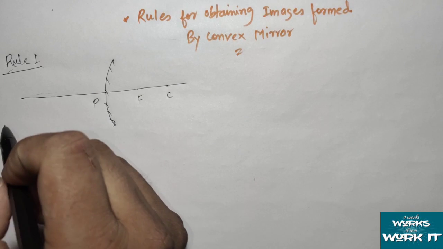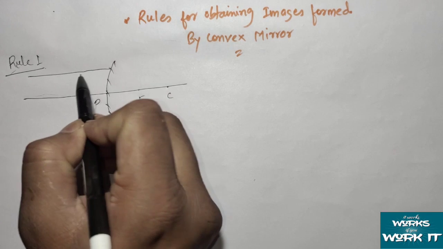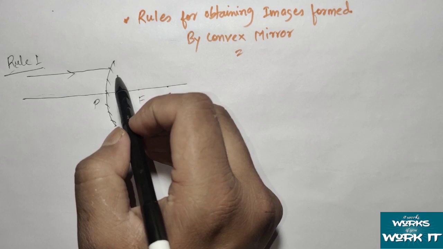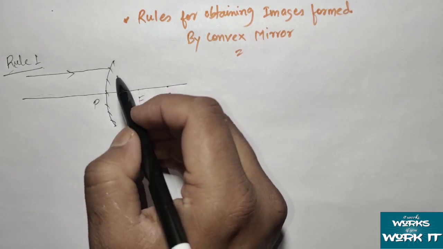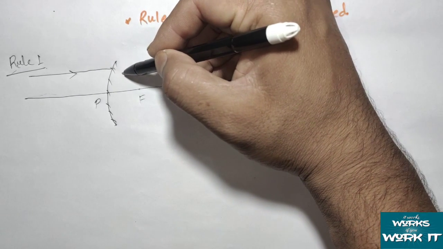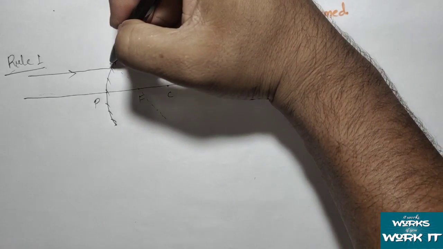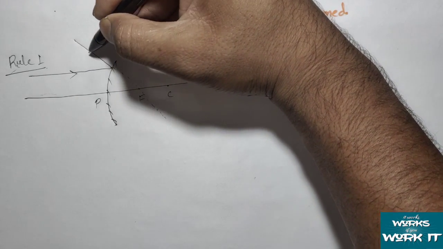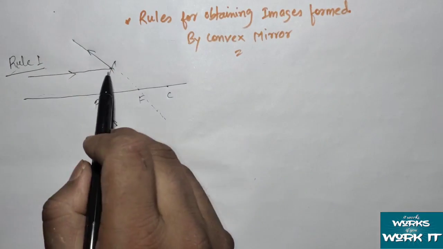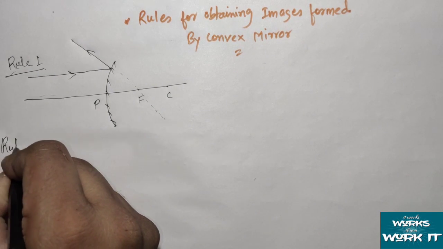So the first rule tells that if a ray of light falls on a convex mirror parallel to the principal axis, it appears to pass through the principal focus. It appears, but actually what happens here? After reflection, it diverges from the convex mirror.